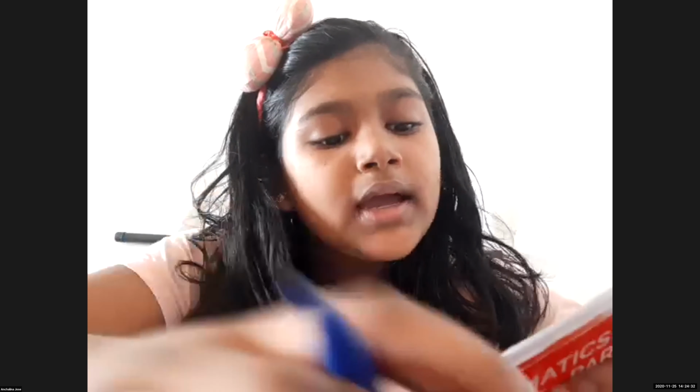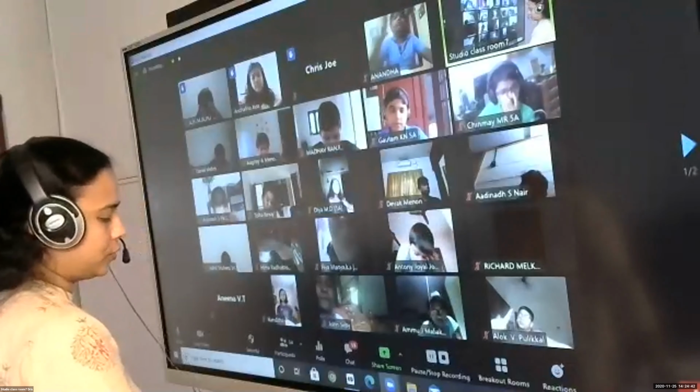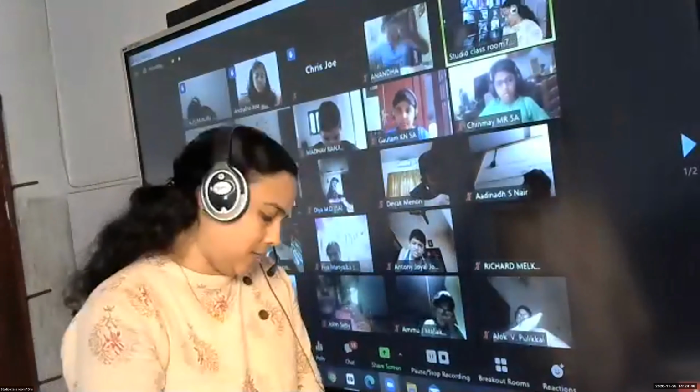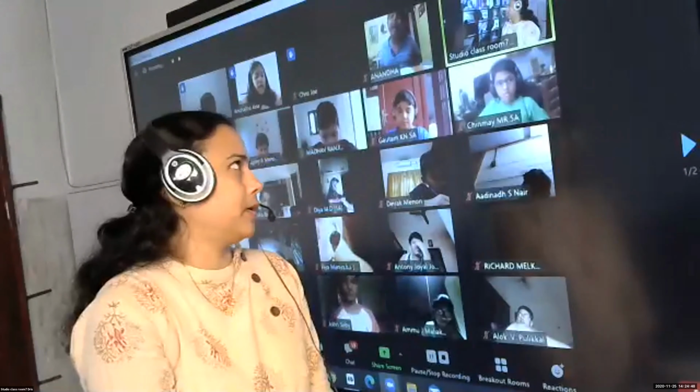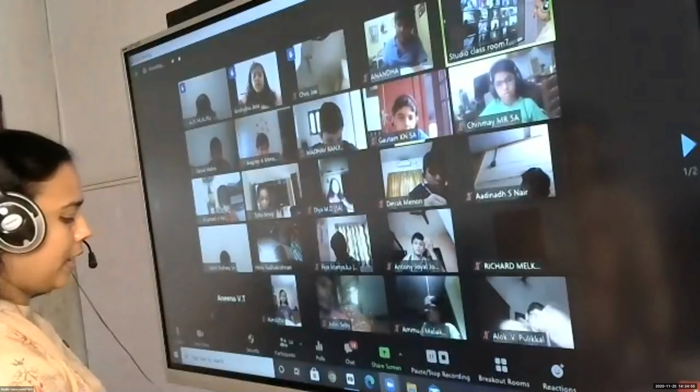Color the figures to represent the given fractions and compare them: 5 by 8 and 3 by 4. So it is given 5 by 8 and 3 by 4. They are asking you to look at the picture, color the figures to represent and compare. So shade. Children, you have to do 5 by 8 and 3 by 4.